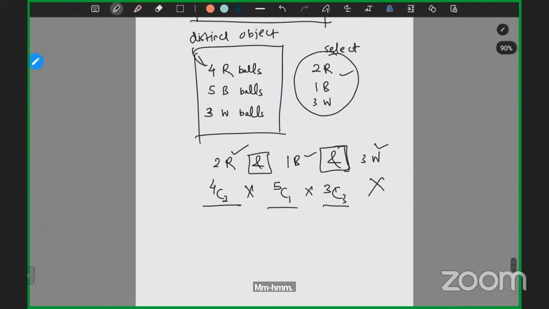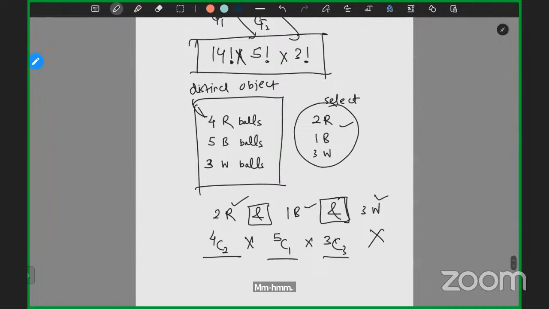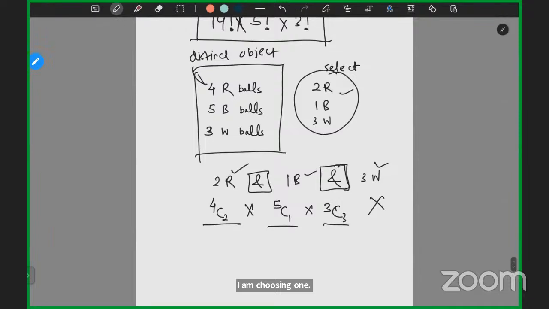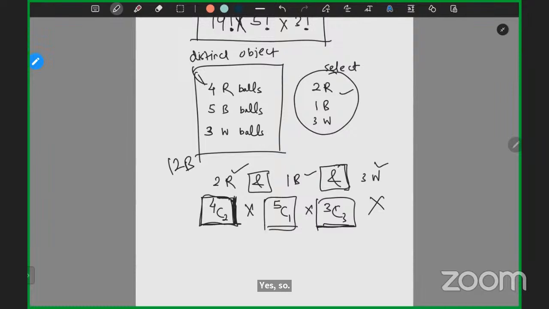So I'm choosing 2, and 12C2. No, that is not it. See, that's 12C2. I don't think we will have 12 balls definitely, but I need to pick only 2 red, right? Yes, sir. So yes, I need to pick this, and I need to pick this, 3 balls. Okay, there is one way to do that.